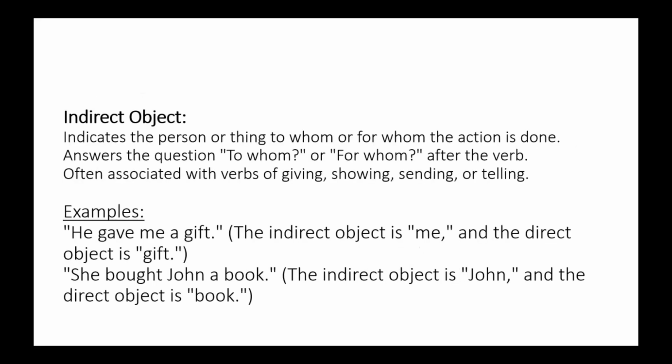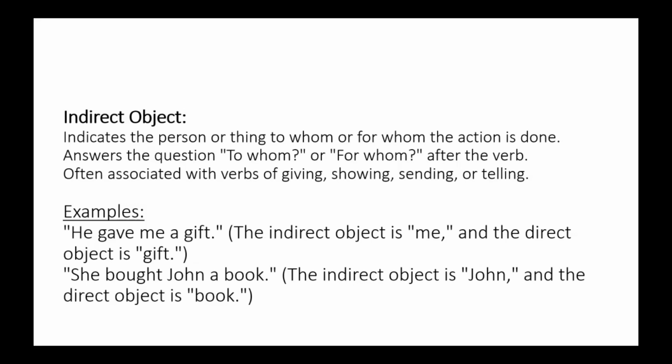Now, the indirect object indicates the person or the thing to whom or for whom the action is done. So it answers that question, to whom, for whom, and it comes after the verb. Indirect objects are usually with verbs like giving, showing, sending, or telling. So examples: he gave me a gift. Me is the indirect object because I received the gift. The direct object is the gift, right? A gift. Me is the indirect object.